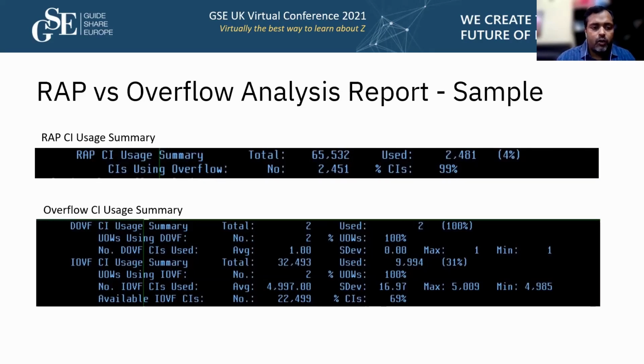If you see the overflow CI usage summary report, again, the numbers are pretty high. It says that out of all the CIs, 100% UOWs are using the DOVF section of your area, and then the IOVF utilization is also 69%. So these numbers indicate a higher utilization of the IOVF section of the area, and we want to reduce that as much as possible. Next slide, please.